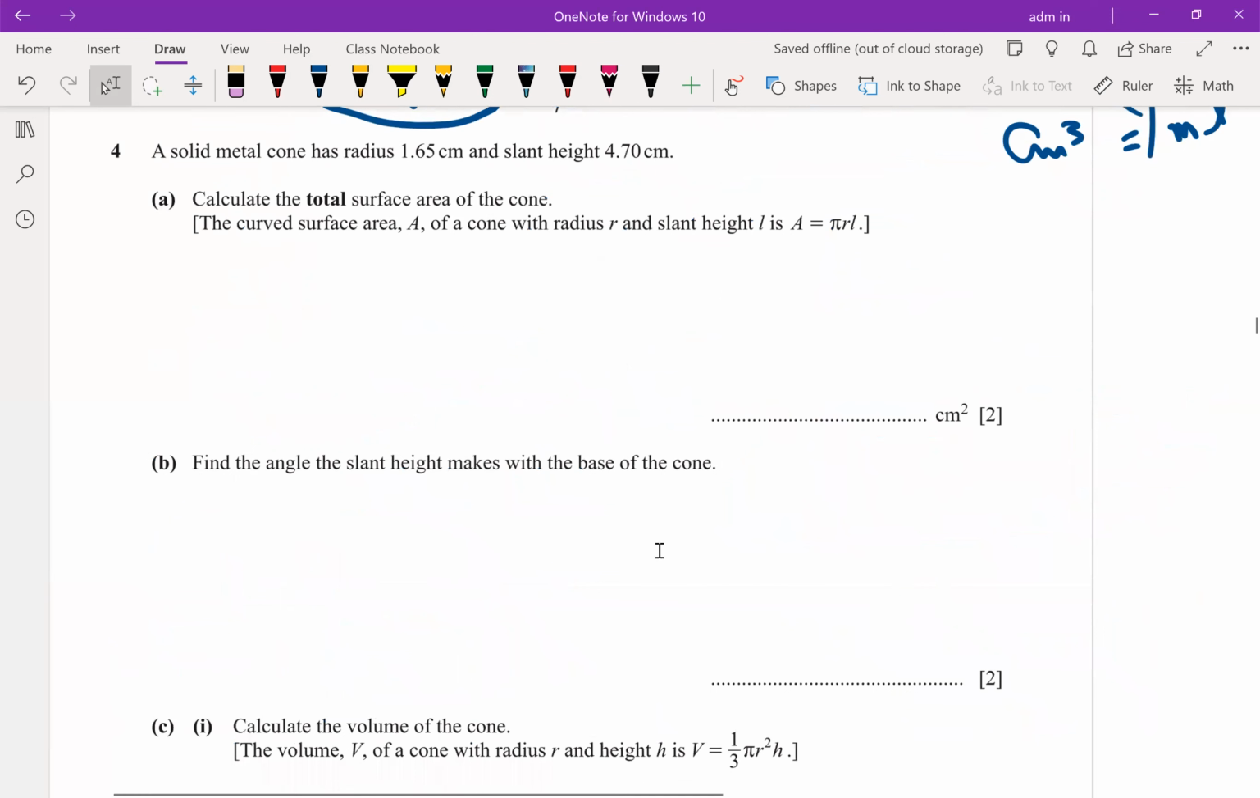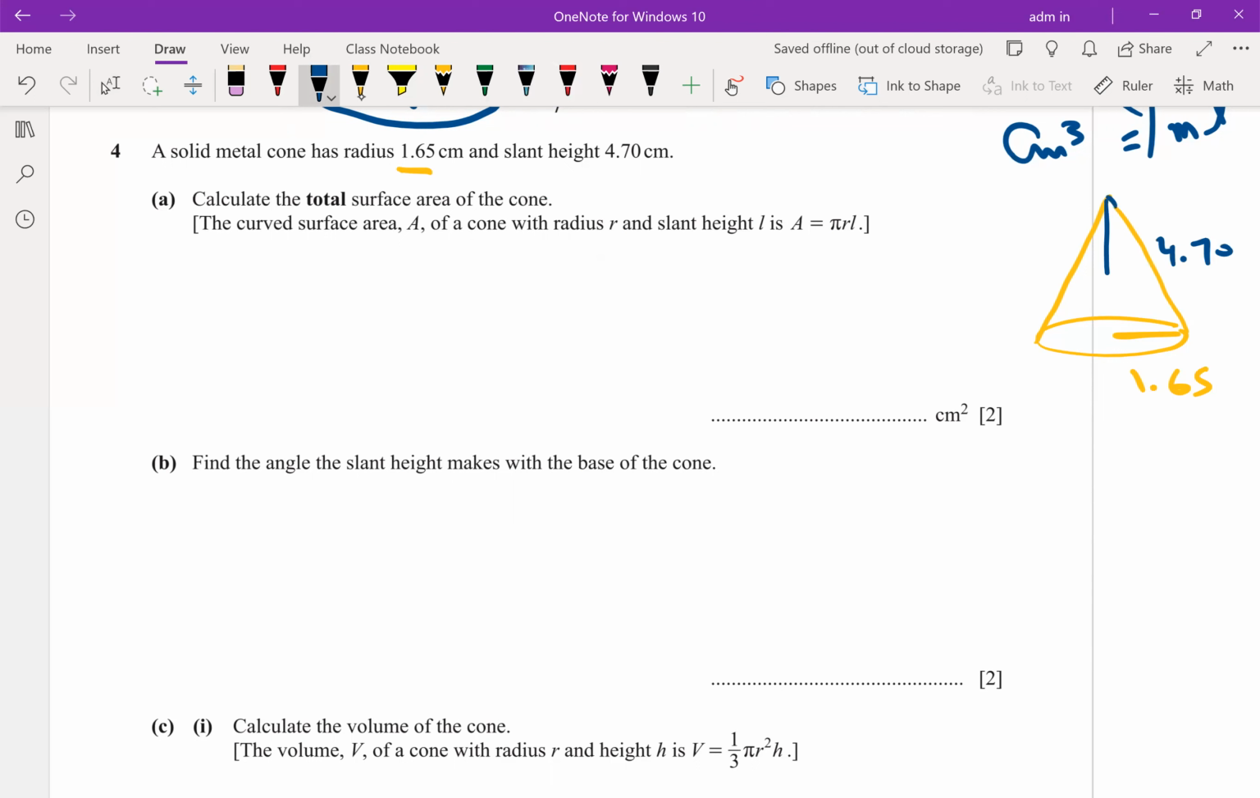Question number 4. A solid cone. So when I ask you to get its area, don't forget to add the circle down. A solid has radius 1.65 and the slant height 4.7. Who can tell me how to find the perpendicular height? How to get the perpendicular height? Pythagoras theorem. Clear? Calculate the total surface area.